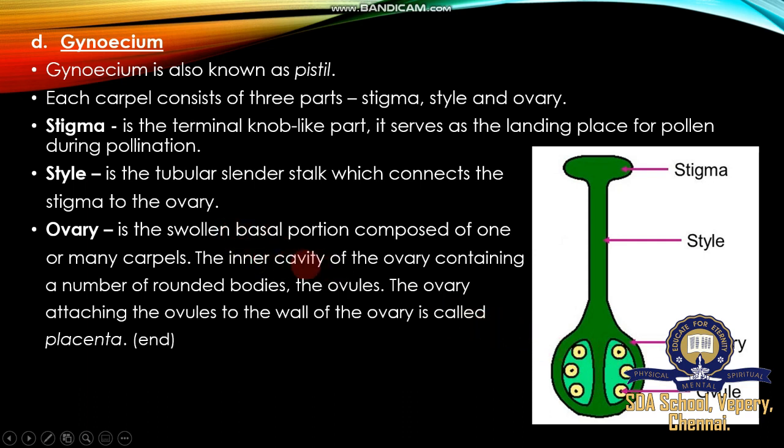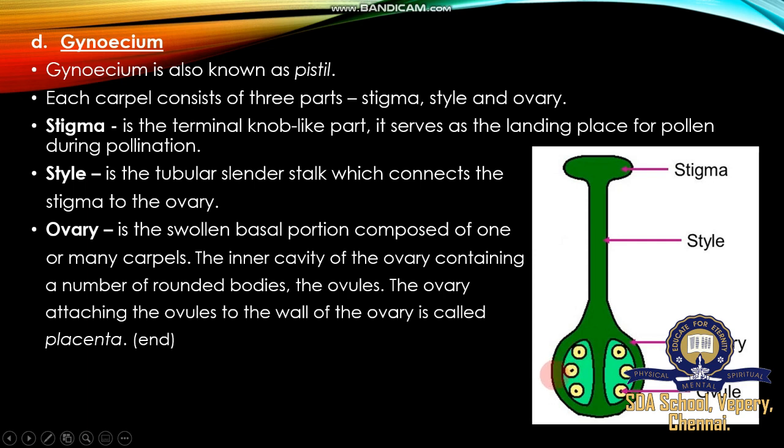The inner cavity of the ovary contains a number of rounded bodies, of different shapes, sometimes oval, round, or oblique. Different shapes of ovules are present inside. The part attaching the ovules to the wall of the ovary is called the placenta. So all the ovules attached to the ovary through this process is called placenta.